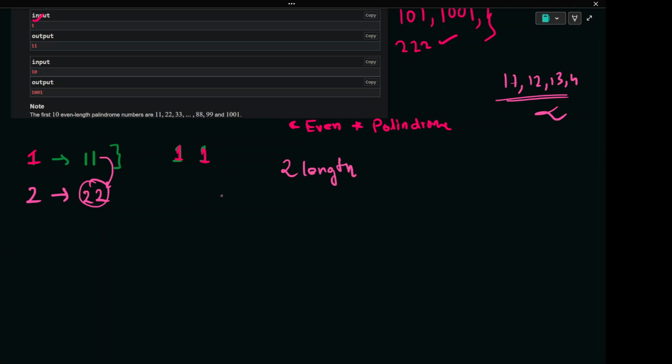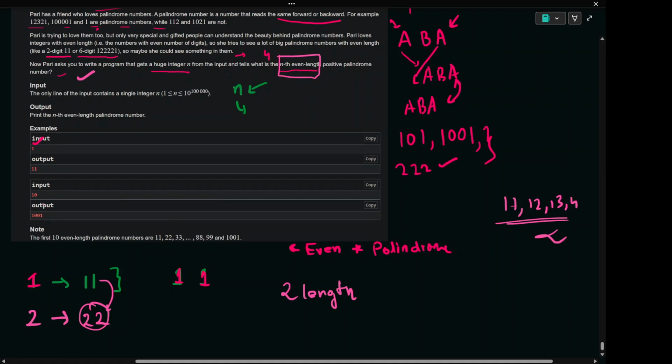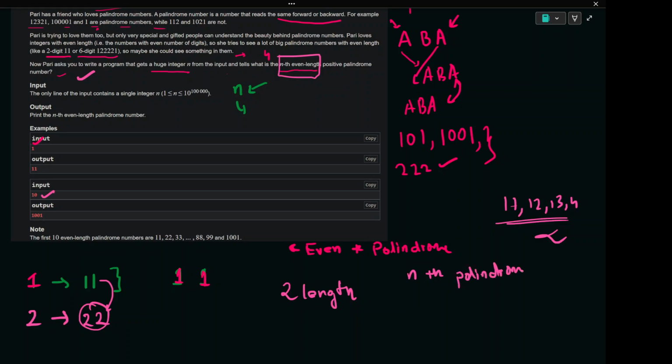So what is the question asking us? We have to directly print the nth palindromic number, whatever n they give. Is it clear? Is it clear, guys? Yes, sir. Cool.